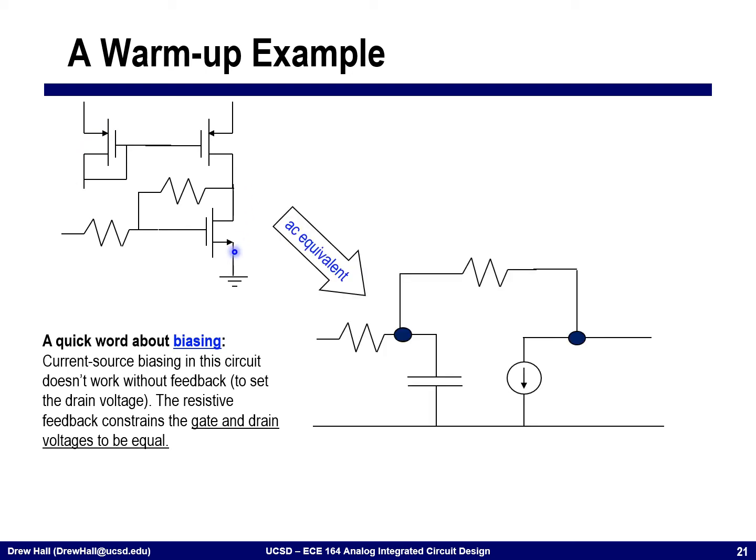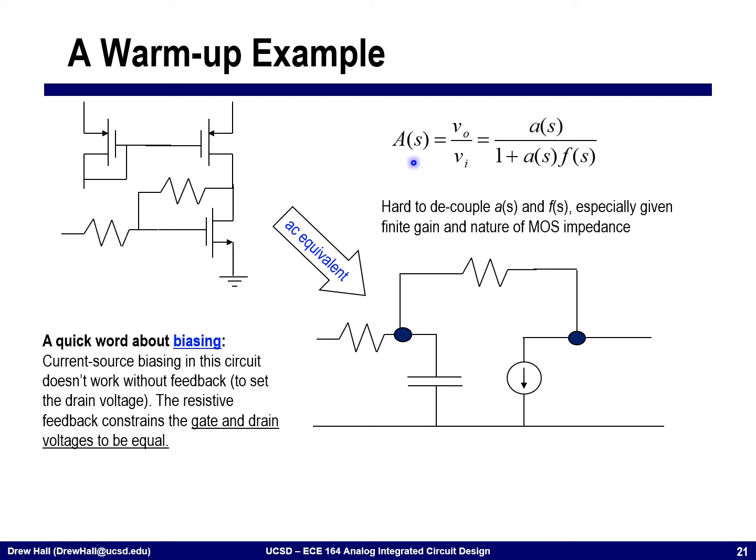Okay, and so what I want to do is map this to my AC equivalent circuit. In my AC equivalent circuit, I'm going to simply say that this transistor has a transconductance, GM. Okay, I'm going to neglect channel length modulation for a second so I don't have RON and ROP. And I'm going to include CGS just to show you what impact this has on the circuit.